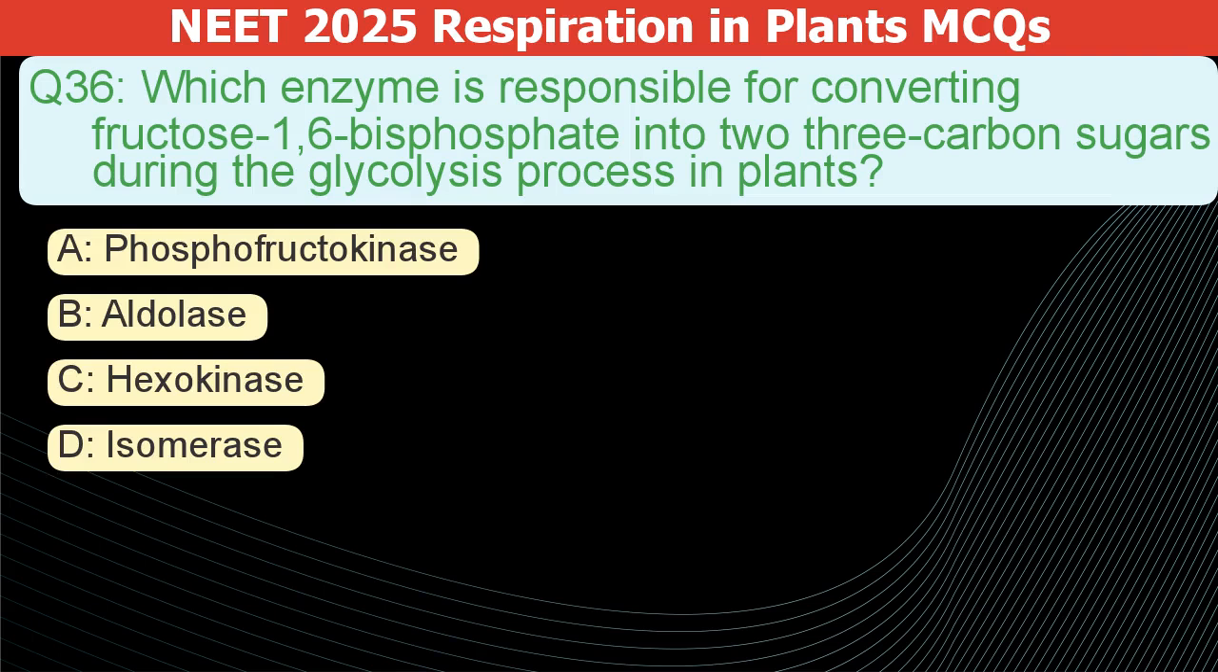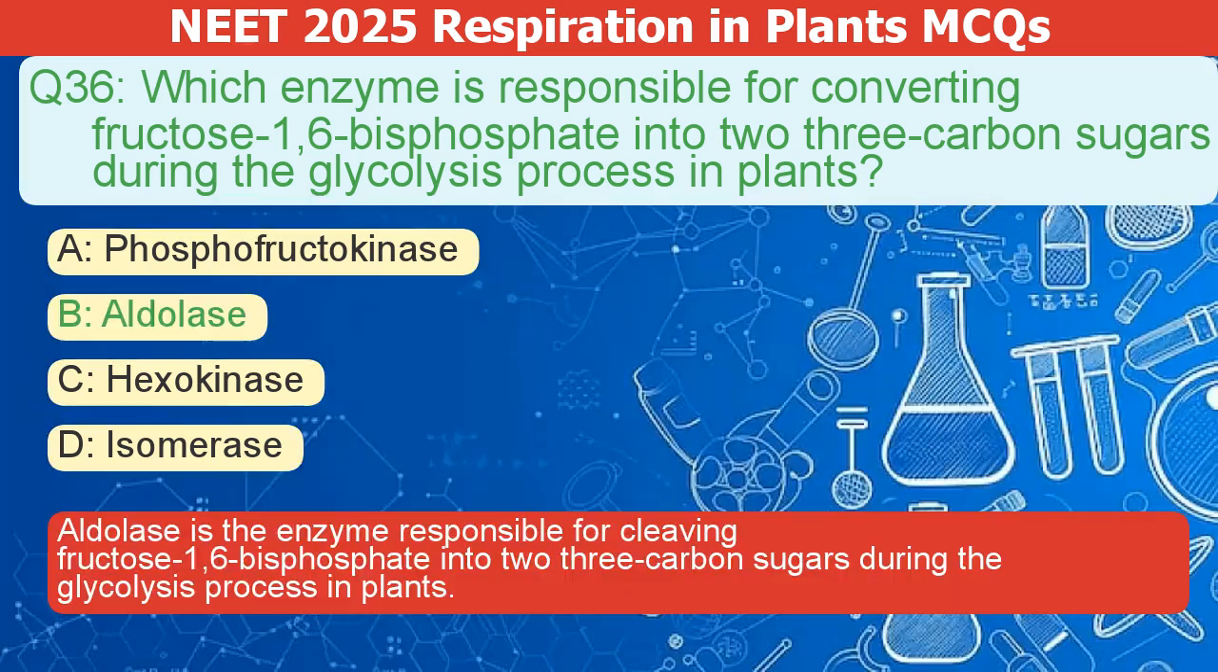Which enzyme converts fructose 1,6-bisphosphate into 2,3-carbon sugars during plant glycolysis? A. Phosphofructokinase. B. Aldolase. C. Hexokinase. D. Isomerase. The correct answer is B. Aldolase is the enzyme responsible for cleaving fructose 1,6-bisphosphate into 2,3-carbon sugars during glycolysis in plants.